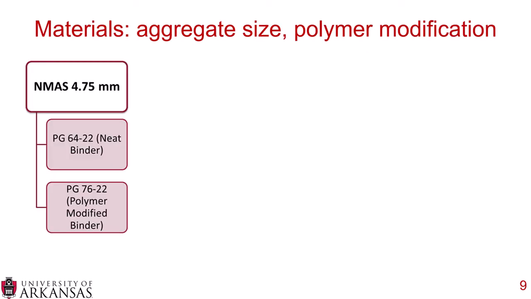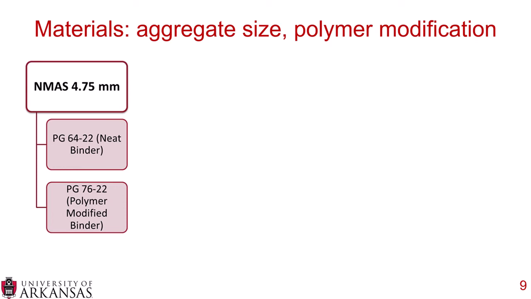In order to do this, we looked at various aggregate sizes and 2 types of asphalt binders. So looking at the very low end, we had a 4.75 nominal maximum aggregate size aggregate blend, and we used both a PG 64-22 and a PG 76-22. And these are 2 asphalt binders that are typically used in Arkansas. And the 64-22 is a neat asphalt binder, and the 76-22 is a polymer modified asphalt binder. So we used 2 different asphalt binder types.